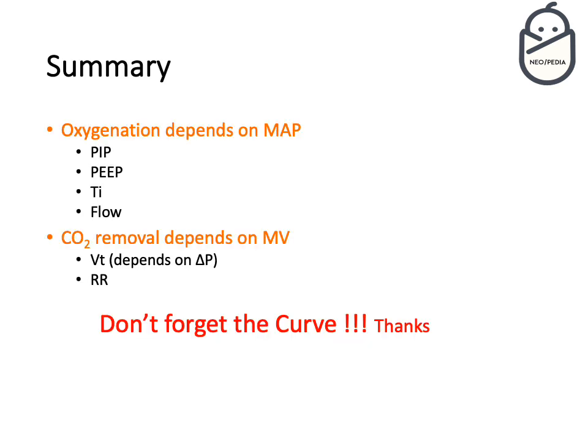So in summary, as we said, the whole purpose of the mechanical ventilator is the CO2 removal and oxygenation. And as we said, the oxygenation will depend on the PIP, PEEP, the I time, the flow, because these are the elements which control your MAP. But at the same time, also the CO2 removal will depend on your minute volume, okay, or minute ventilation. So basically, which is the delta P, okay.